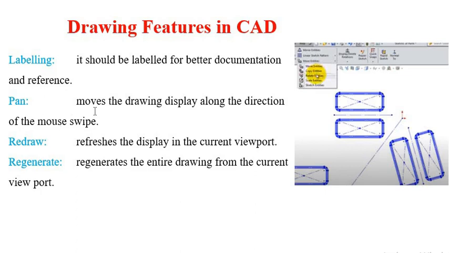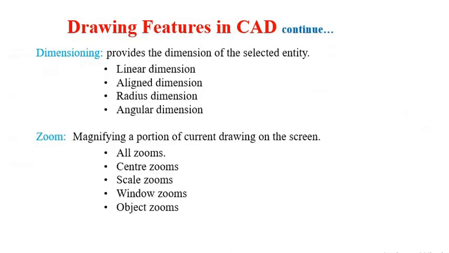Then pan moves the drawing display along the direction of the mouse sweep. That means we can move this object from this position to any other position without changing the dimensions and size of the component. Then the redraw facility is available. Then regenerate is also available in this CAD package. Regenerate means regenerating the entire drawing from the current viewport.